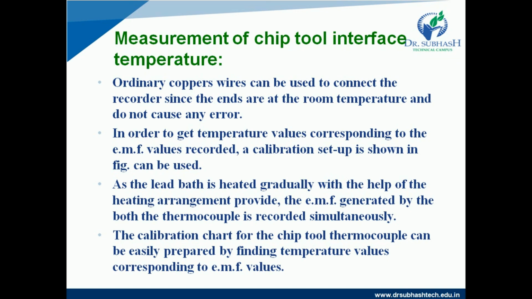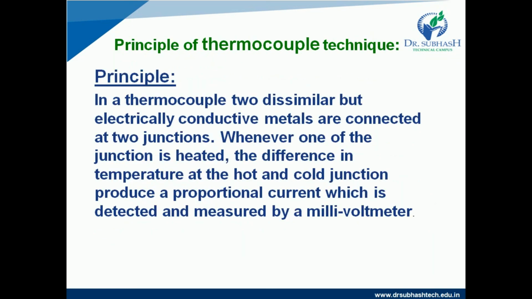So in the thermocouple technique, two dissimilar but electrically conductive metals are connected at the two junctions. Whenever one of the junctions is heated, the difference in temperature at the hot and cold junction, which we already decided in the first slide, produces a proportional current which is detected and measured by the millivoltmeter that we are using to measure the temperature at the chip tool interface, which is also important for the measurement of the temperature. Thank you all.